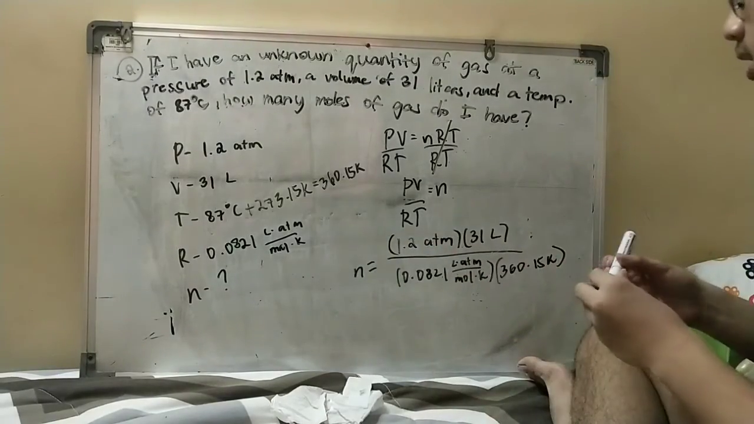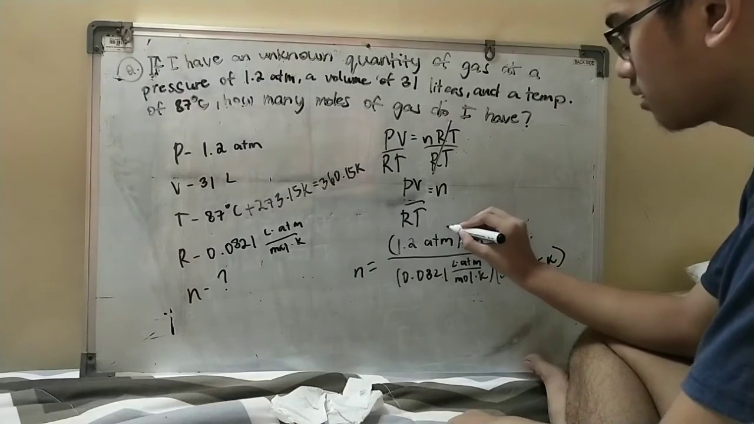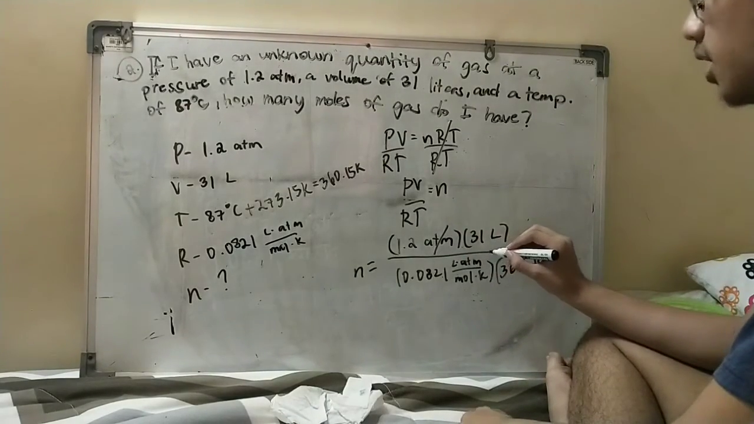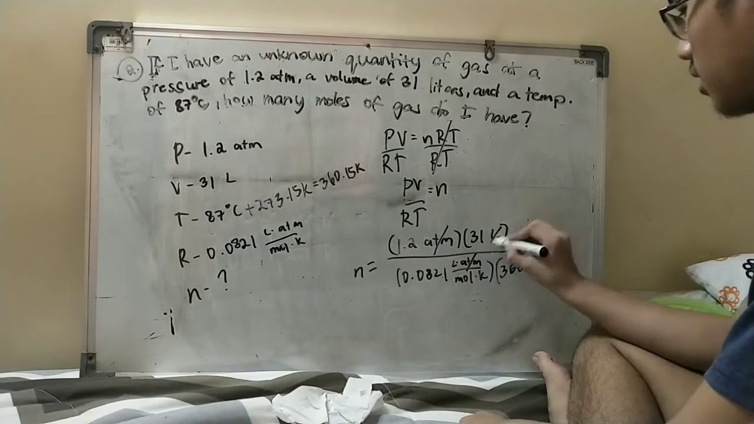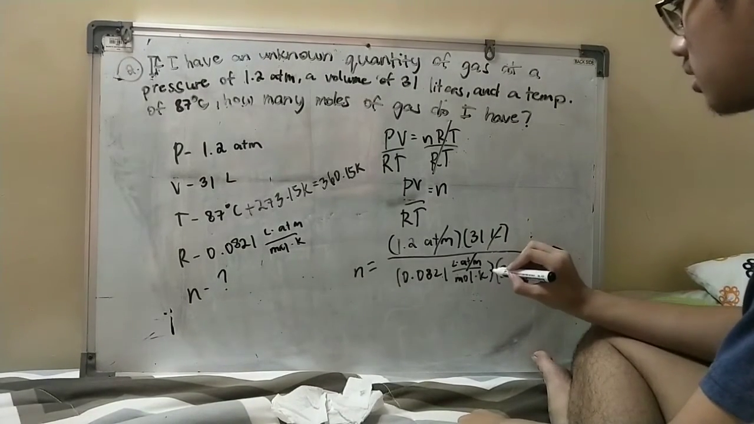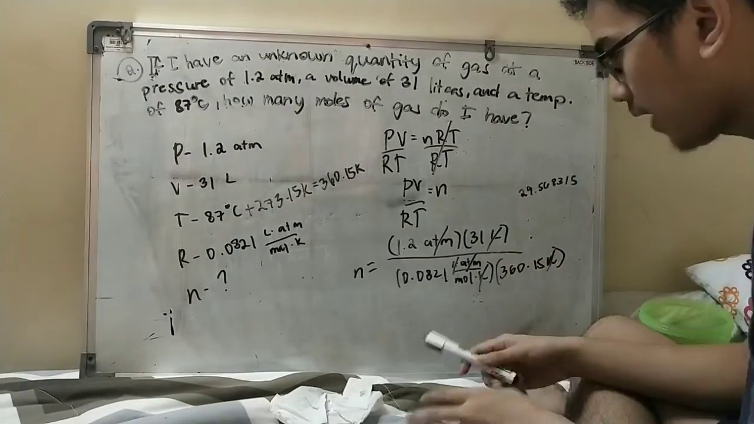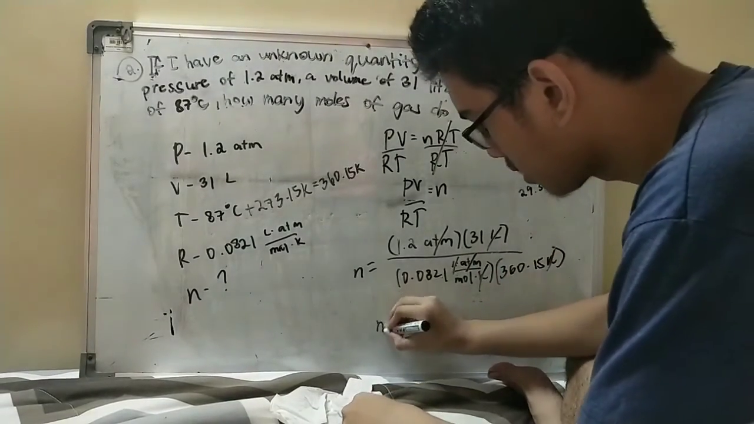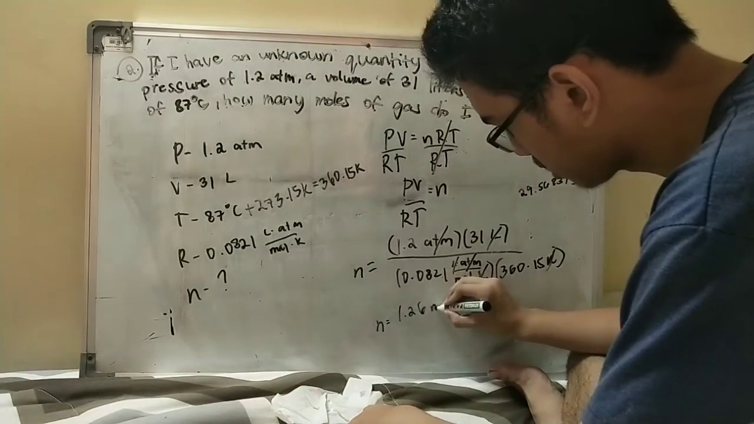Lastly is to solve the formula. But first, we need to cancel out all of the values in the equation. So atmosphere, liters, Kelvin. Final answer is 1.26 moles.